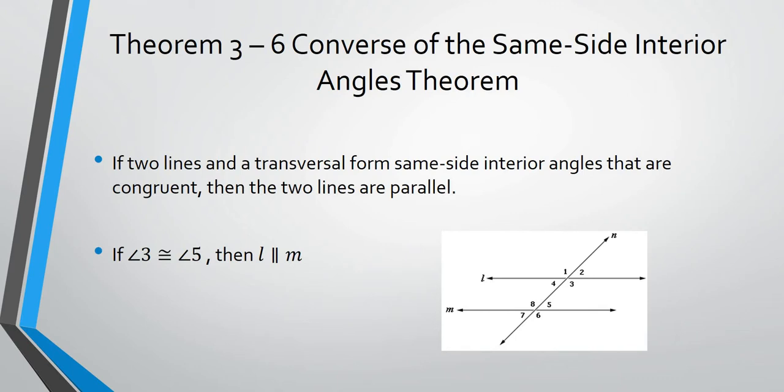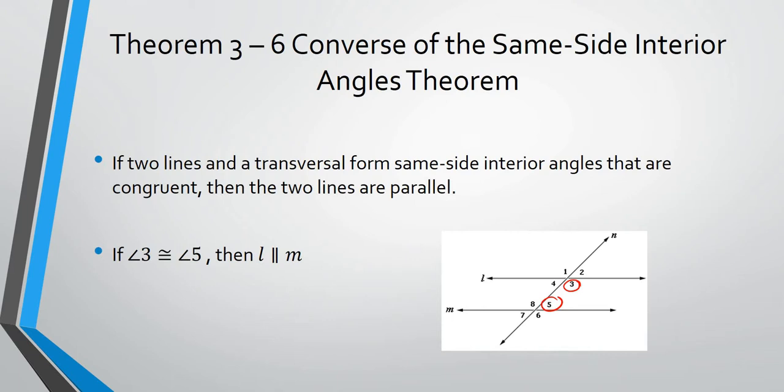3.6, the converse of the same side interior angles theorem. If two lines and a transversal form same side interior angles that are congruent, then the lines are parallel. You notice that we're doing just the reverse of all of our theorems from the last section. So angle 3 and angle 5 are same side interior angles, and that should not be congruent. All right, hold on. I think I wrote this slide wrong. I think I did too much cut and paste. These should be supplementary, right?